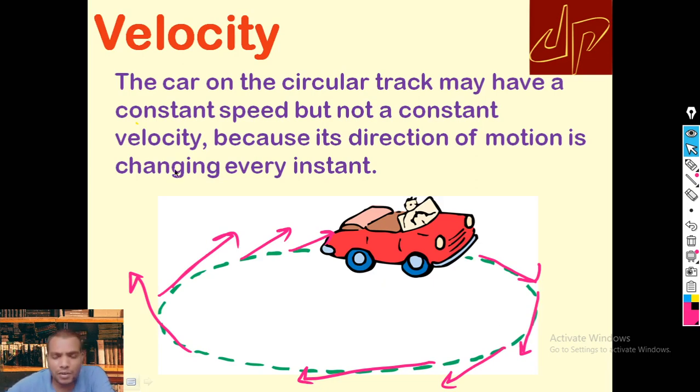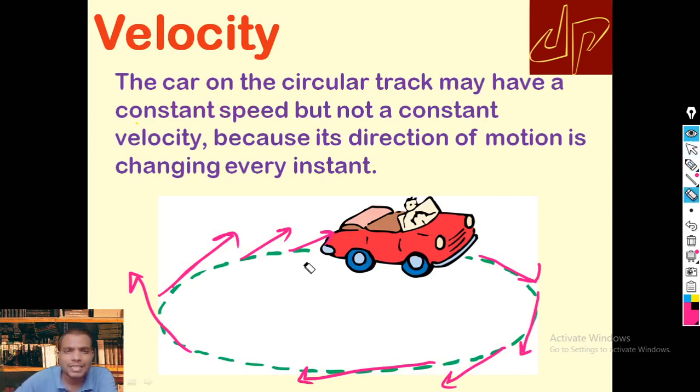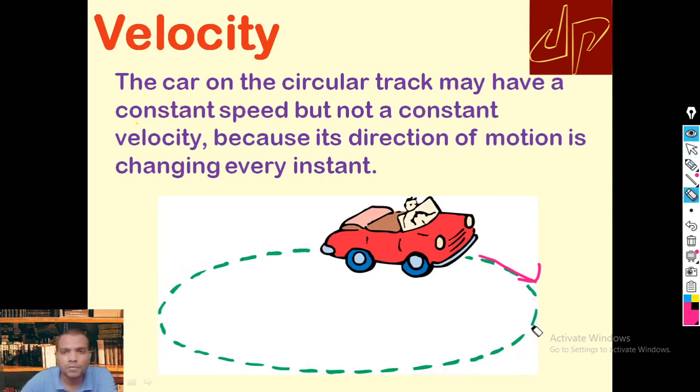So if an object is moving in a circular path, that is the example for variable velocity, because it does not have the same direction. So we cannot say that it is moving with a constant velocity. It is moving with a variable velocity, even though the magnitude of speed is the same, because the direction keeps on changing when it is moving in a circular path.